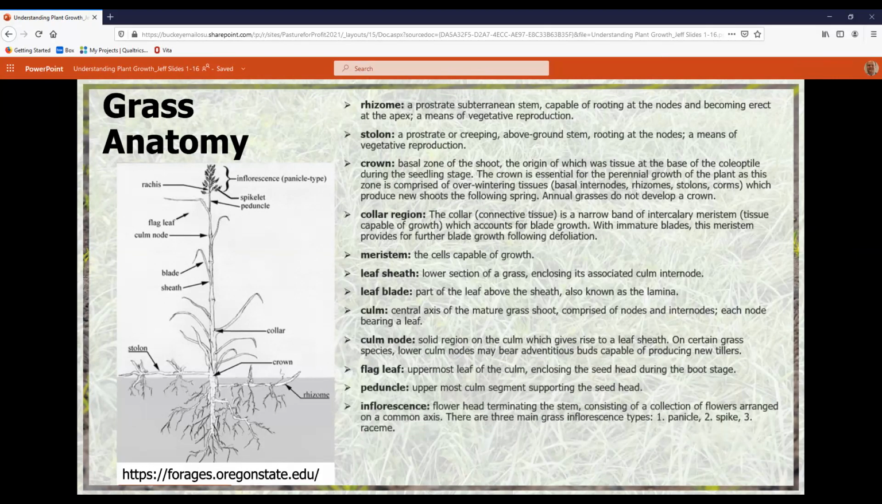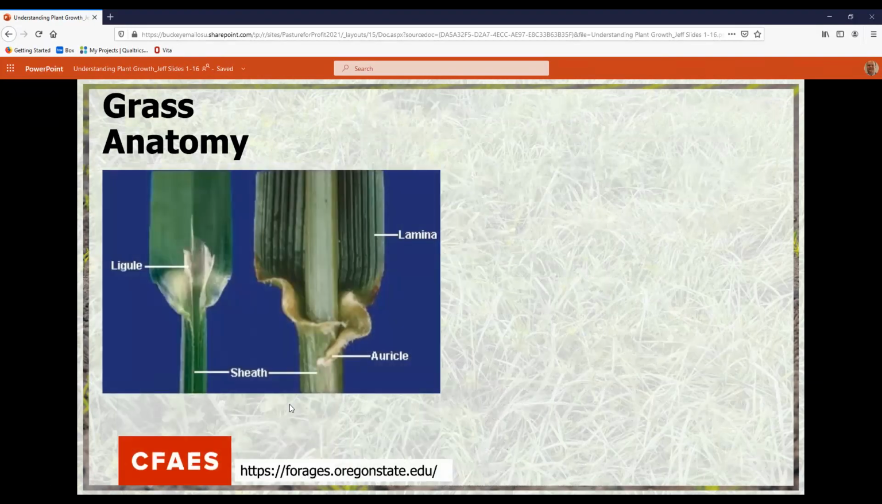And add a few more terms here. I think that's it. So we've got a lot of terms associated with the inflorescence, basically the seed head and flower structure. A lot of this will be used to help identify different species. So you've got the panicle, inflorescence, rachis, and spikelet. And we're going to switch gears a little bit.